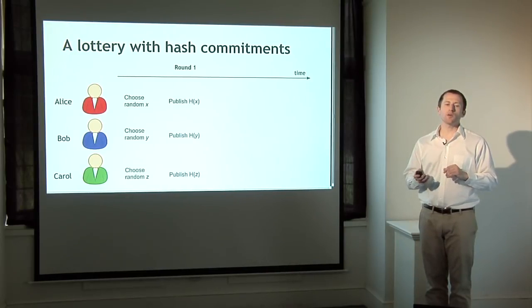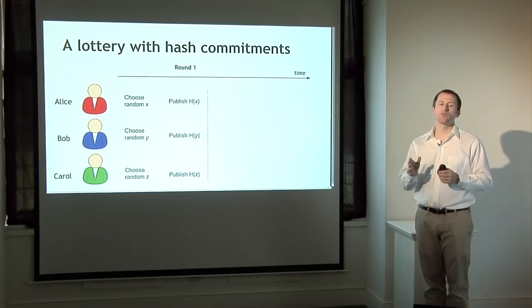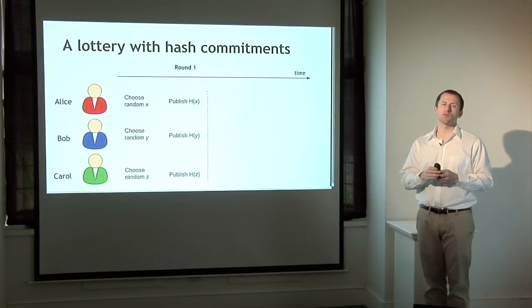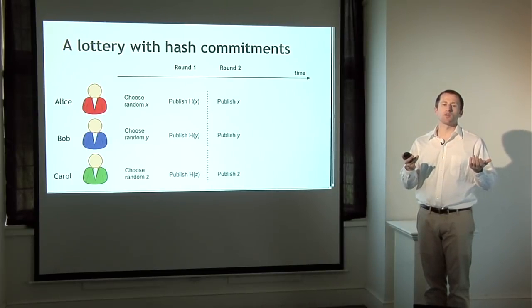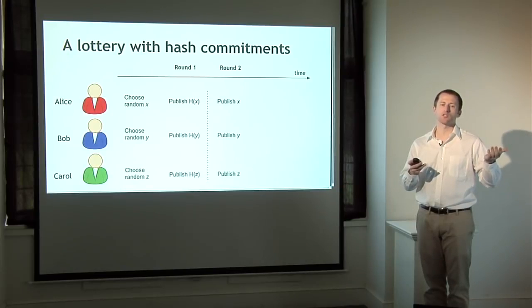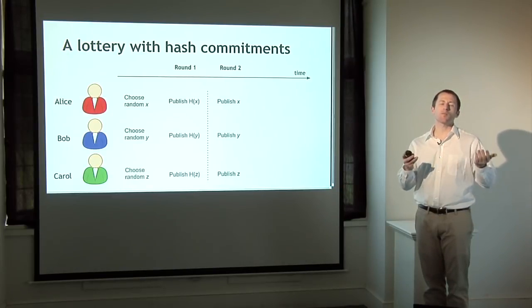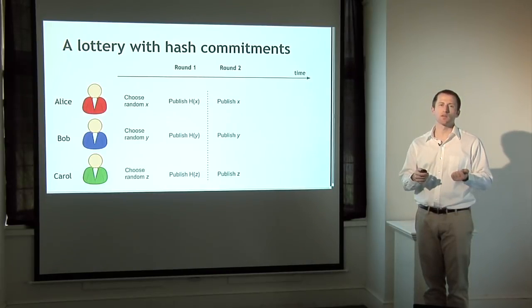Now, we have to make sure that the second phase happens strictly after the first phase is over, so after everybody has committed to the randomness that they chose. Now we'll have a second round where everybody reveals the random number that they've committed to. And of course, everybody should check that those values that they reveal actually match the hashes that they published earlier and that the commitment was actually valid.